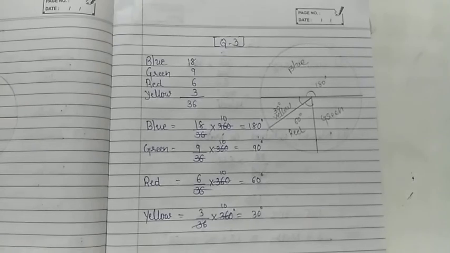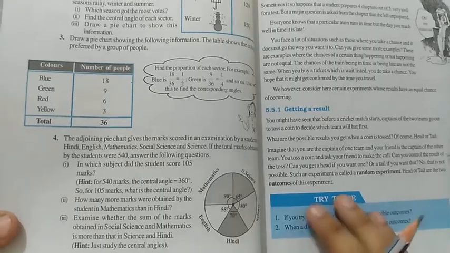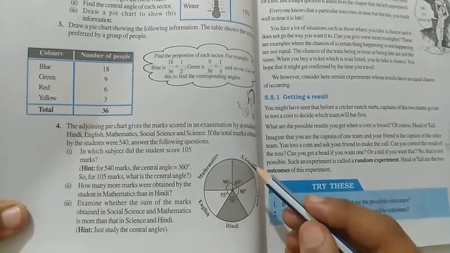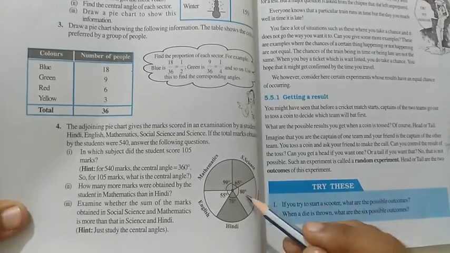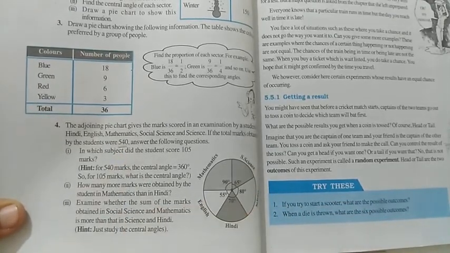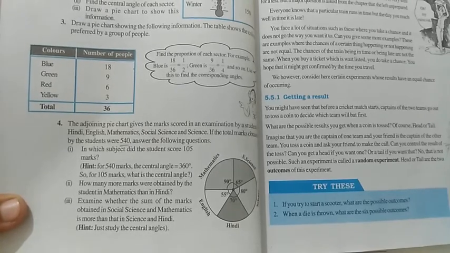Now let me move towards question number 4. Question number 4 is that the pie chart is given with different percentages: 90% mathematics, social science 65%, science 80%. It is given total 540 marks. Total marks are given over here. From this we have to find the different marks of the given subjects. Question 1: in which subject did the student score 105 marks?